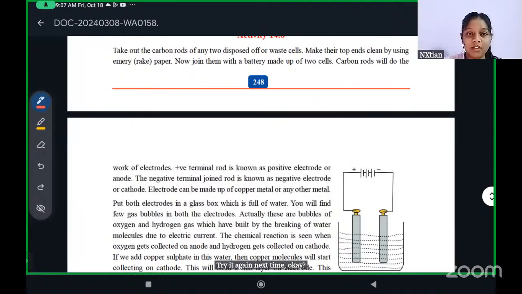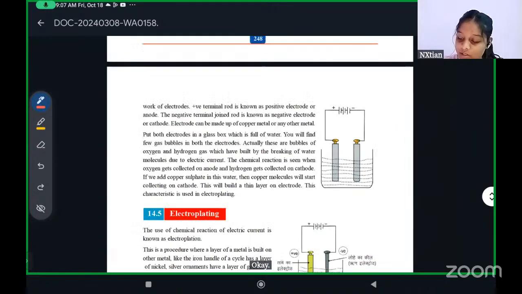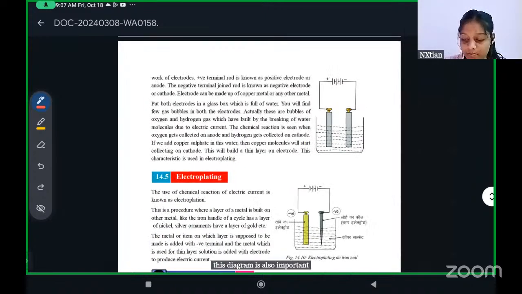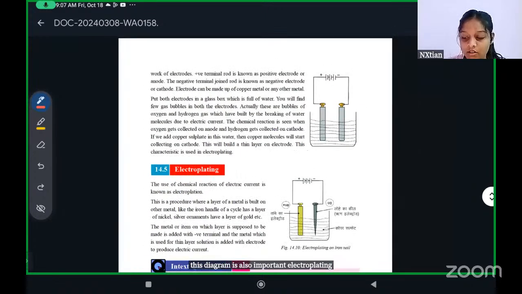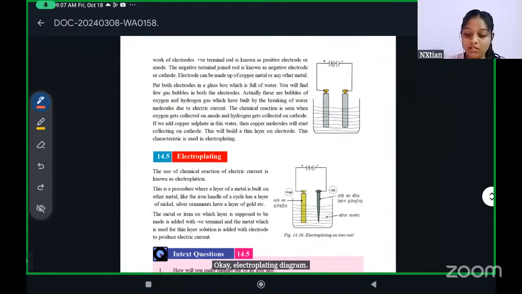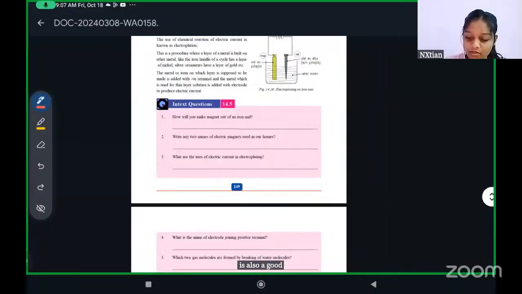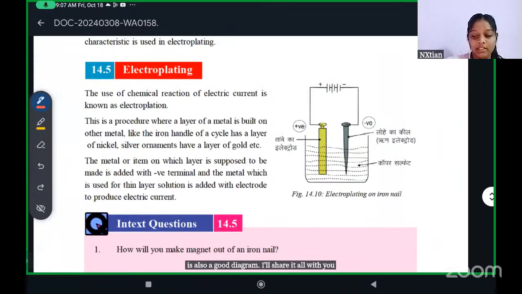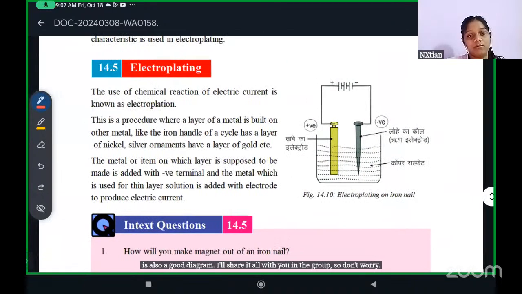This diagram is also important. Electroplating. Electroplating diagram is also a good diagram. I'll share it all with you in the group, so don't worry. But yeah, please do these diagrams and we'll meet on Monday night. See you all then. Bye.